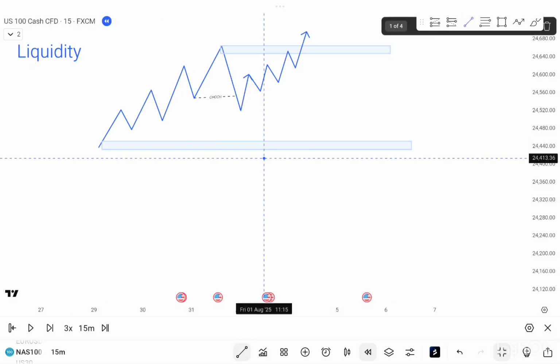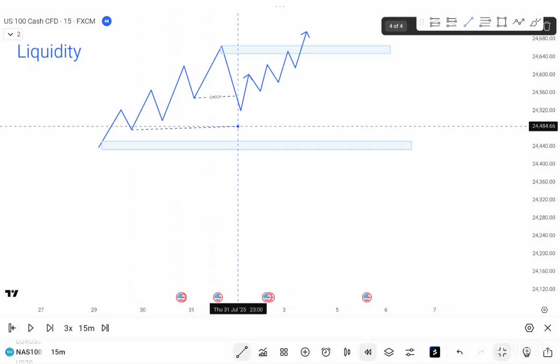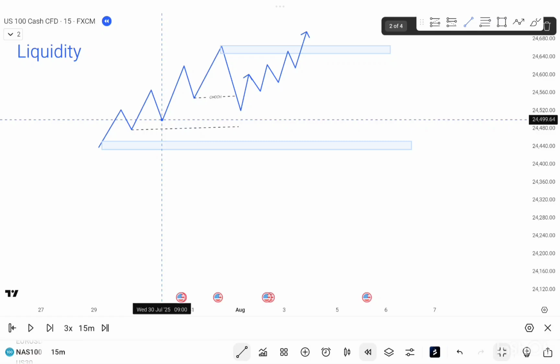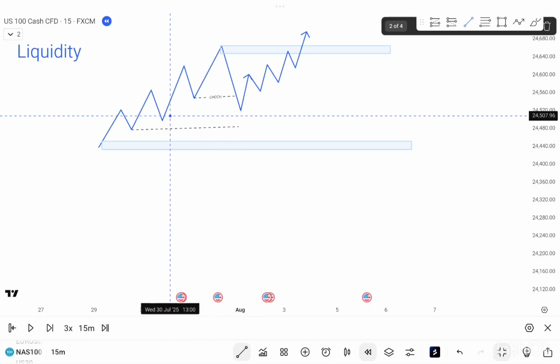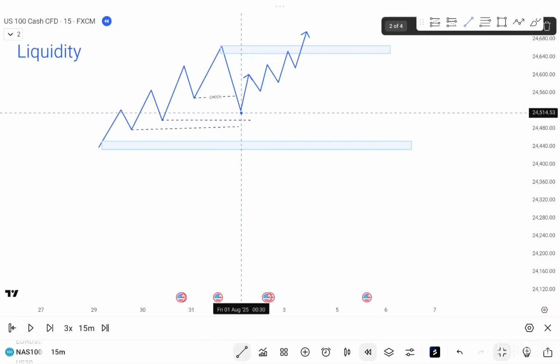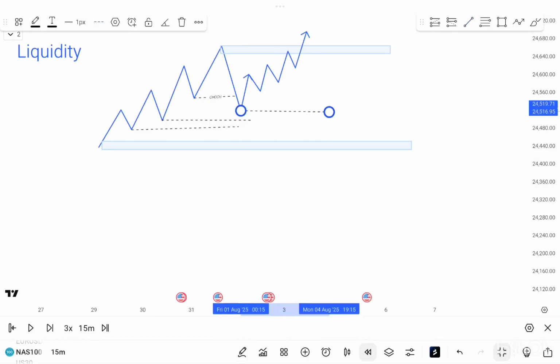And what is liquidity? Liquidity simply means incomplete pullbacks. For here, this is an incomplete pullback. It failed to return to the point of origin, the point of interest. This also is an incomplete pullback, makes it liquidity. This also is an incomplete pullback. That makes it liquidity, right?